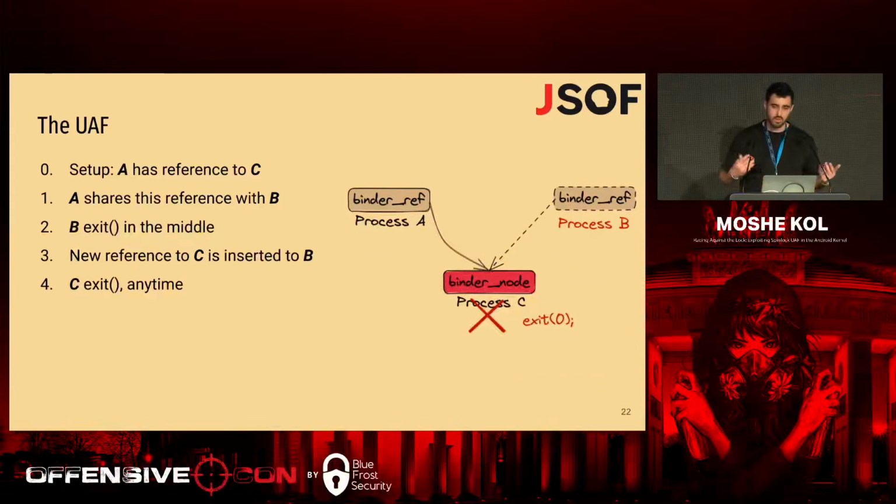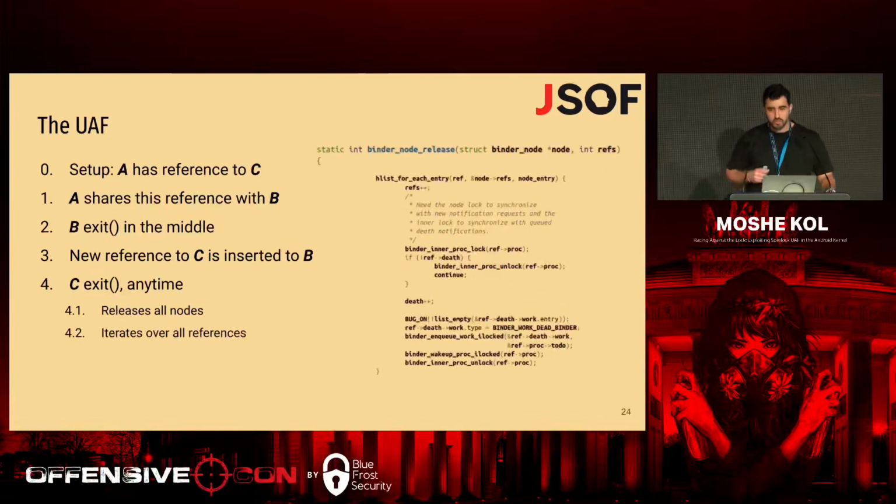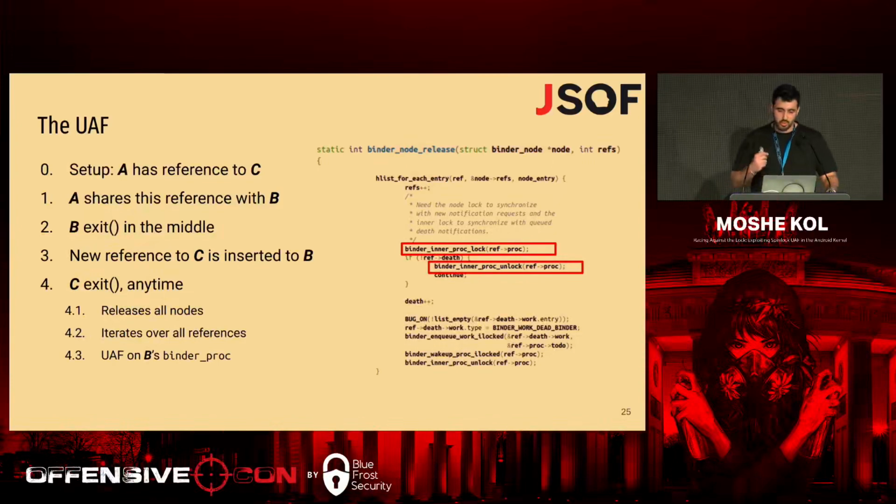So when C calls exit, and by the way, we can do it anytime we want because we control all of these processes, it will release all of its nodes. And when a node is released, all of its references are traversed. So at this point, we will have a use-after-free when the code tries to acquire a spinlock on this freed binder proc and then release it.